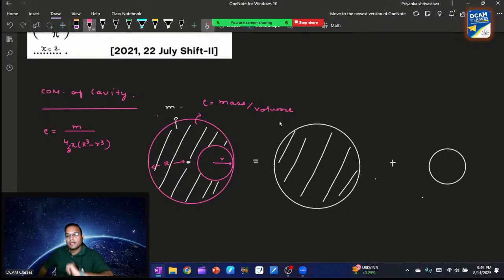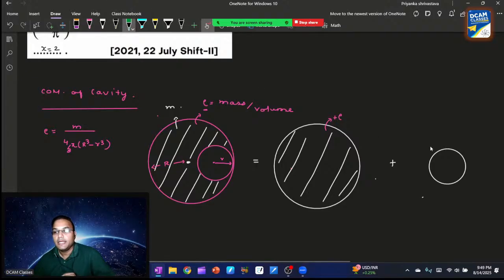Clear? Now, since you have found this density, what is the concept? This solid body has positive mass density, all positive. The cavity body has negative mass density.